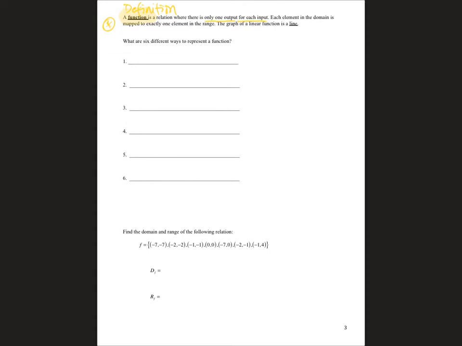And if I were to graph a linear function, the graph of a linear function is a line. So, based on what we just did on the previous page with relations, can we state 6 different ways to represent a function? All functions are relations. Not all relations are functions. That's important. So what are 6 different ways I can represent a function? Can you name the 6 different ways? Think about it. See if you can remember or look back and see.